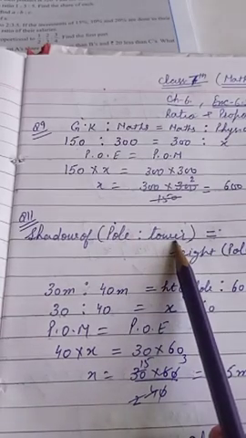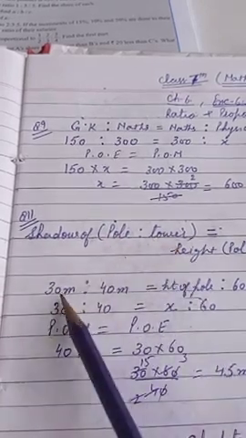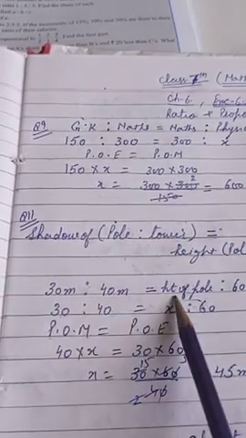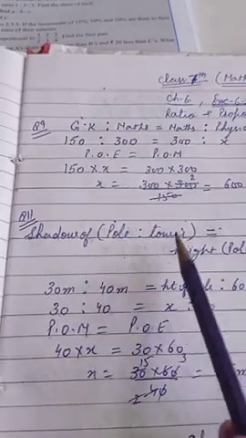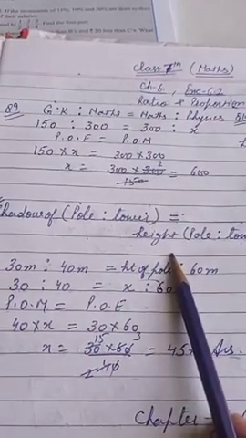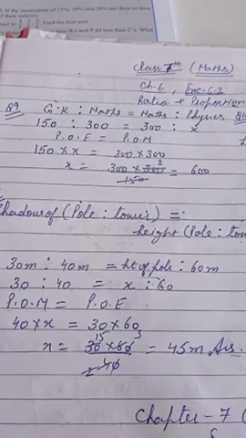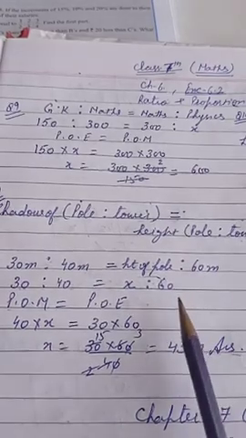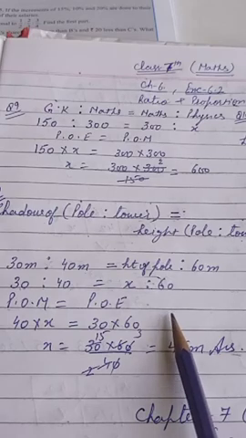Now the last question of this exercise is, on a day the ratio of the shadow of pole to tower is 30 is to 40. See, whatever the ratio of shadow will be there, the same ratio will be of height, actual height. Clear? Meaning, suppose you have one tower and one pole. If you find out the ratio of their shadows and the ratio of their heights, it will be same.